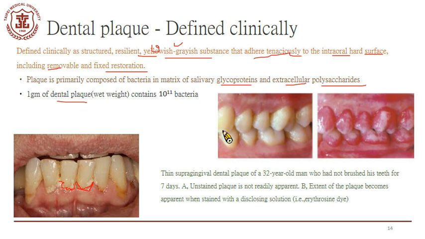And of course, as we can see in this 32-year-old man, he didn't brush his teeth for a week. In the first picture, you can see it as unstained plaque. It's not really apparent. Pretty much you will say that the gingiva looks healthy, and the teeth look like the normal, healthy color. But once you extend the plaque, it becomes apparent with a disclosing solution. The disclosing solution will tell you how much bacteria is on your surface. And you can realize that this person, with just 7 days, has too much.